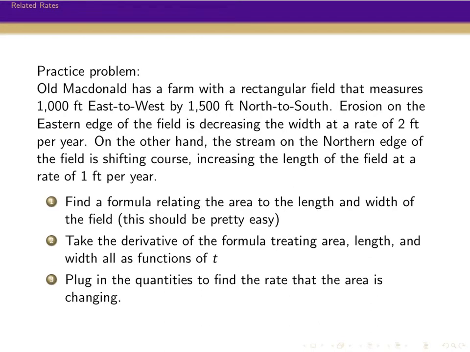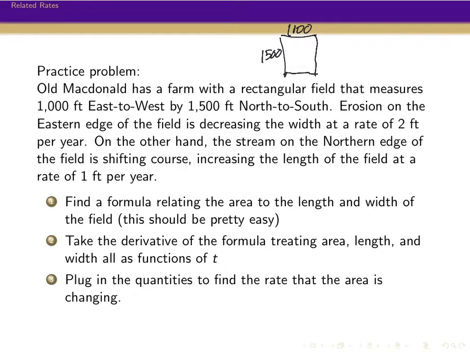So as a starter practice problem on this, we're going to say Old MacDonald has a farm that's a rectangular field that's 1,000 feet east to west and 1,500 feet north to south. But then the sides of this field are changing. On the one hand, on the eastern edge of the field, this probably would help to draw a picture of this. Let me see if I can draw you a rough picture. So east to west is 1,000, north to south is 1,500. So it looks roughly like that. 1,000. And then this is 1,500.